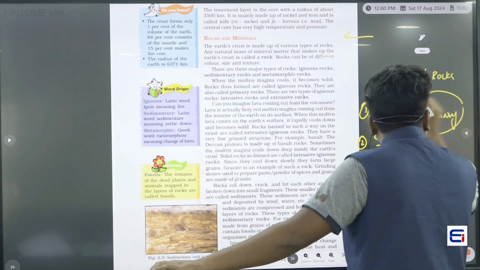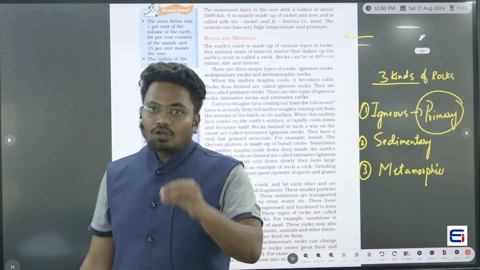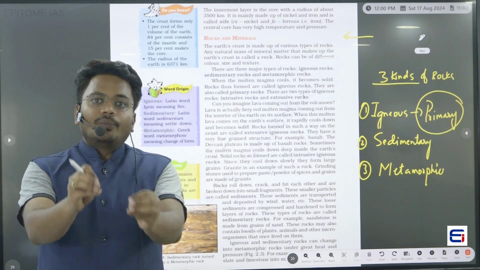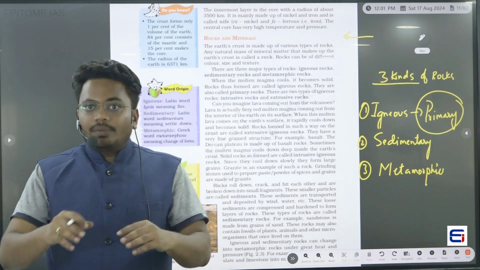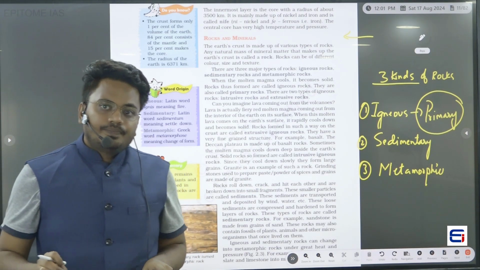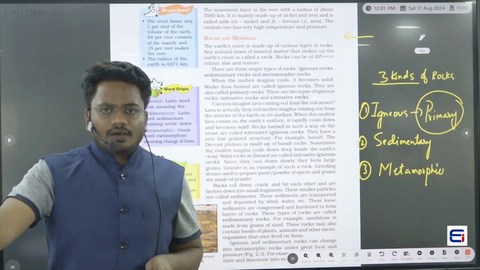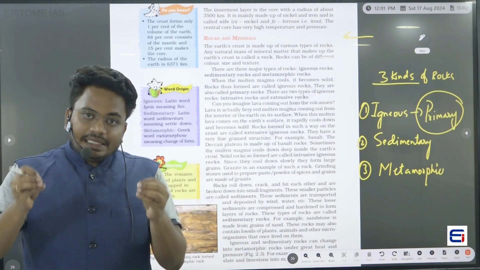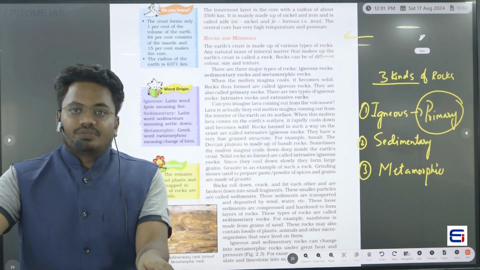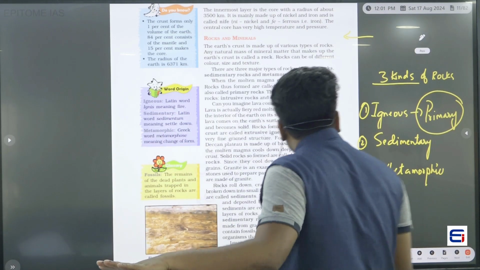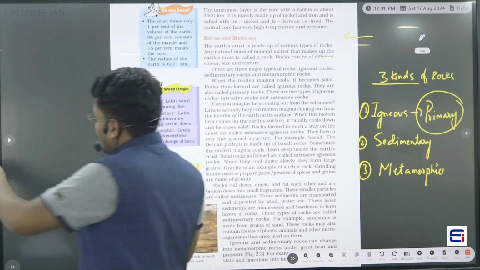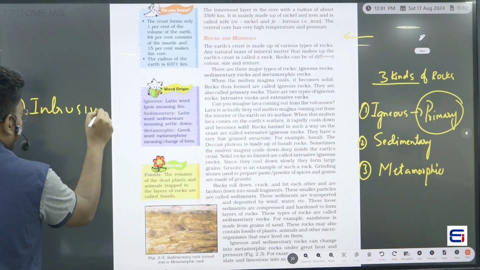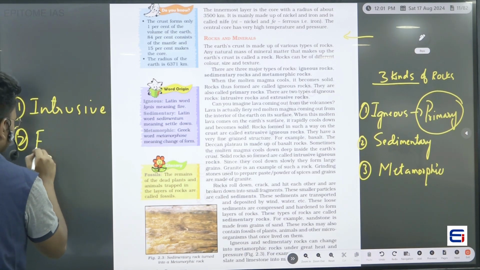Do you follow that particular point? Why are we calling igneous rocks primary rocks? Because these are the rocks that were initially formed on the earth's surface. How are they formed? Because of the cooling down of the lava. Now the point here is, even these igneous rocks are divided into two types. What are they? One, intrusive igneous rocks. Second, extrusive igneous rocks.